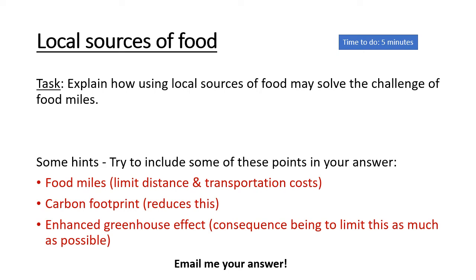So if you need to, you can go back to your notes from last lesson to recap what that was all about, what the links between those 3 key terms are, and then I'd like you to, as the task says, explain how that would solve the challenge. Should be fairly simple. Turn that into a paragraph. You've got 5 minutes to write that. Pause now and get cracking.